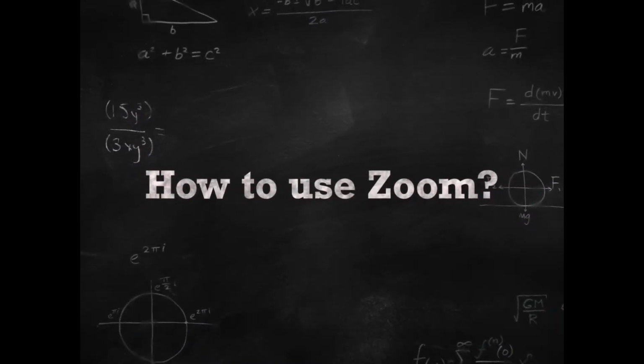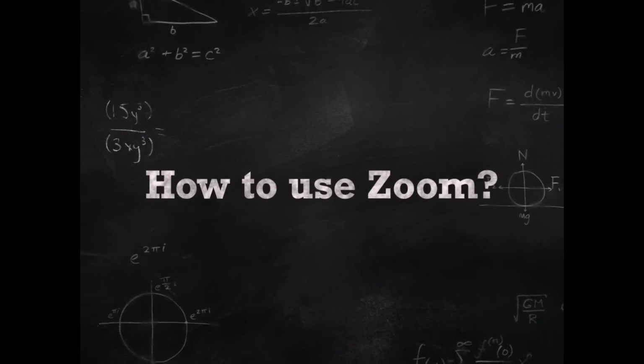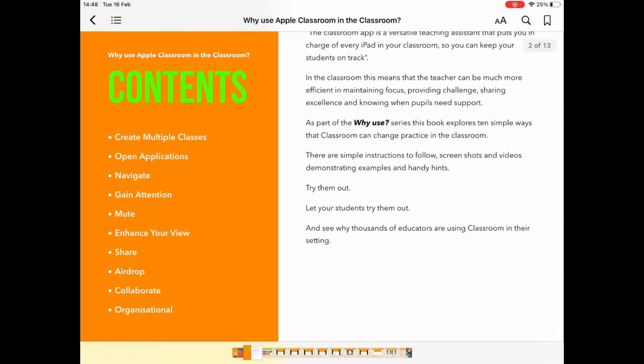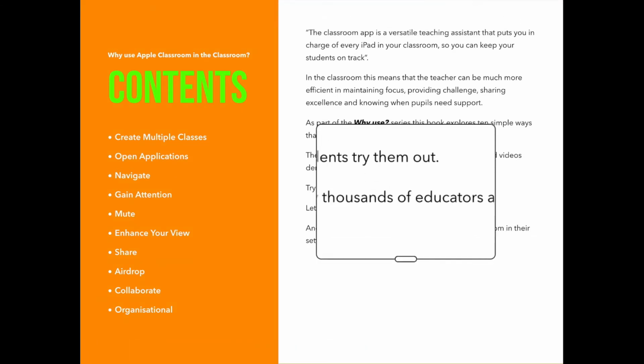How to use zoom. There are different ways to access the zoom features, and I'm going to show you how to do some of them right now. So, first of all, double tap with 3 fingers anywhere on the screen to enable and disable the zoom. You can do this from pretty much anywhere.